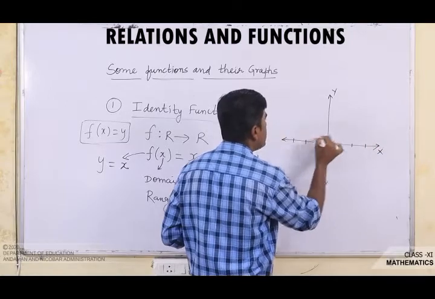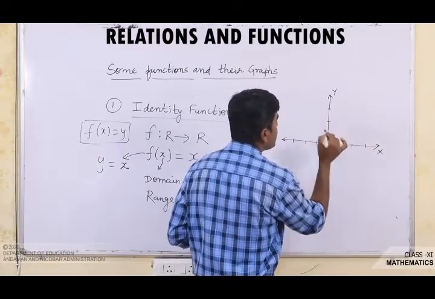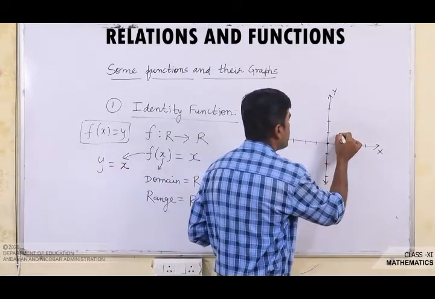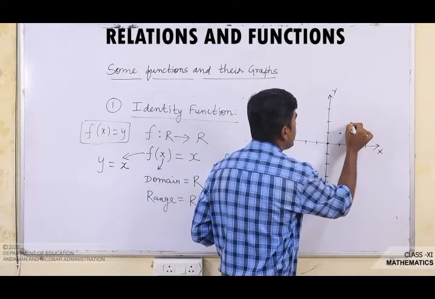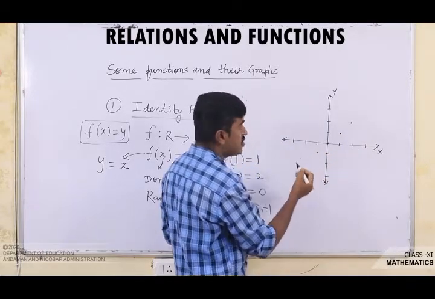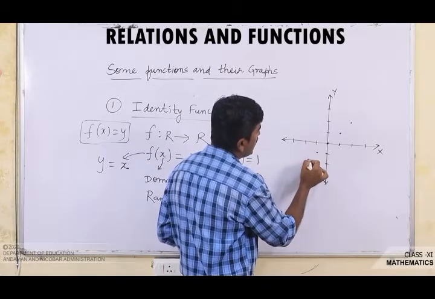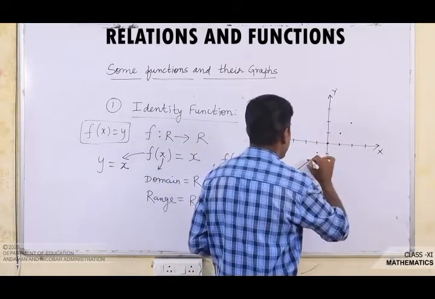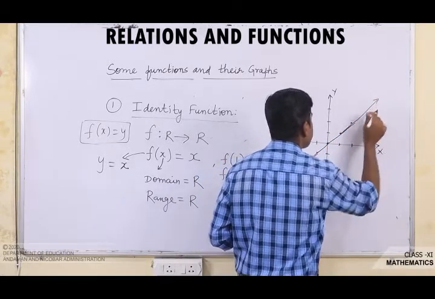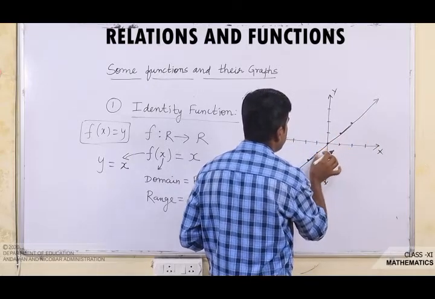First mark the points. If x = 0, y is also 0. If x = 1, then y is 1. If x = 2, y is 2. If x is minus 1, then y is minus 1, that is f(x) is minus 1. If x is minus 2, then y is also minus 2. So it is a straight line passing through the origin.